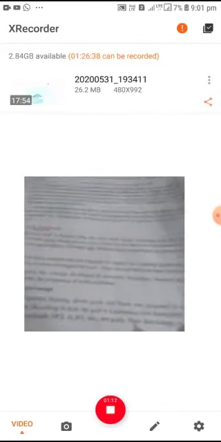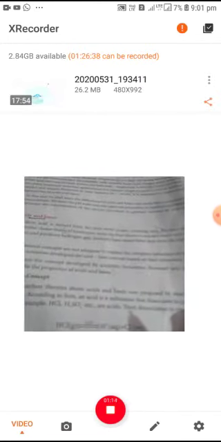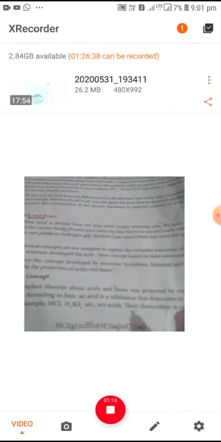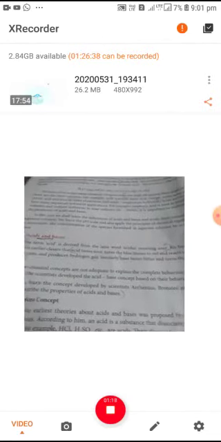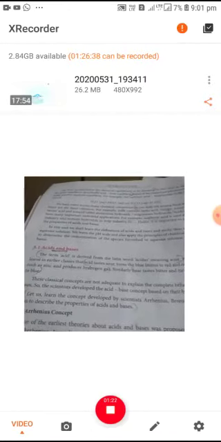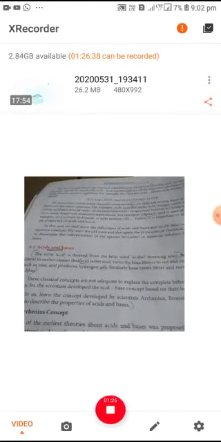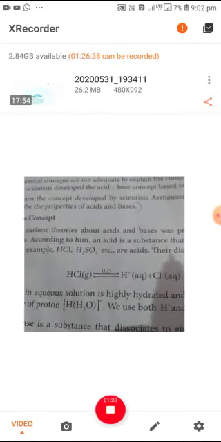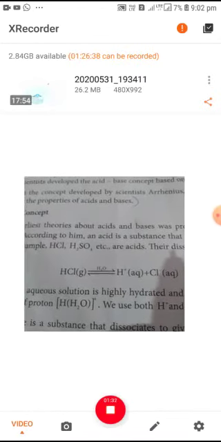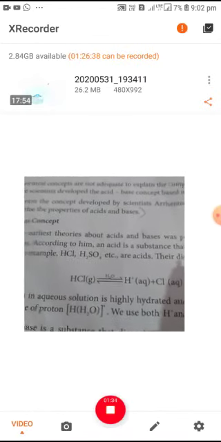The term acid is derived from the Latin word acidus, meaning sour. Acid turns blue litmus to red. Acid reacts with metals such as zinc and produces hydrogen gas. Similarly, base tastes bitter and turns red litmus to blue.